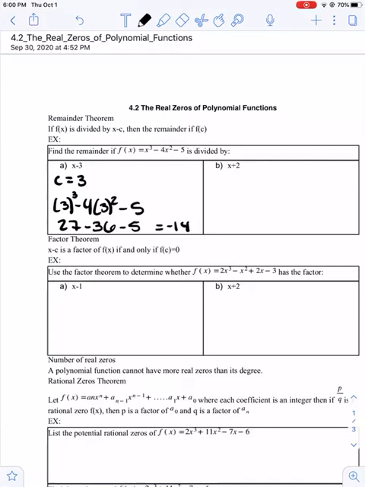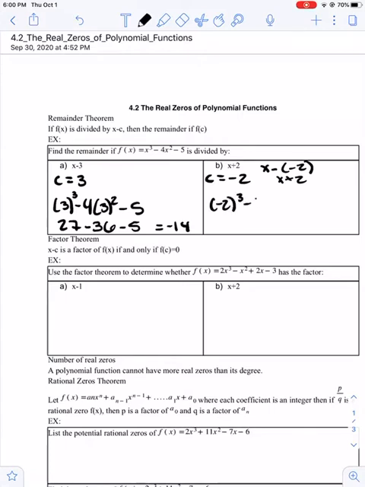Now let's try x plus 2. Now it's a plus 2, so it's opposite. That means our c value would be negative 2, because if we plugged it in, we'd have that double minus, which is x plus 2. So let's plug in negative 2 into the function.